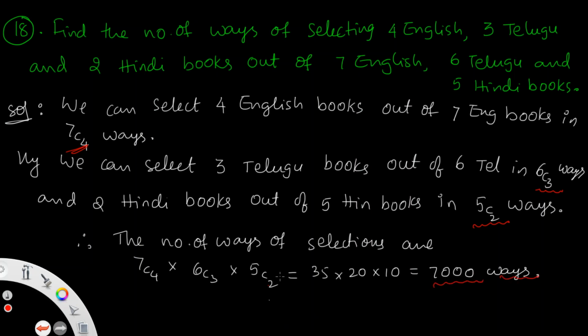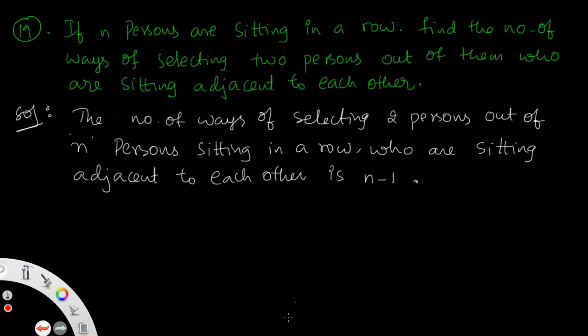So out of 7 English books you have to select 4, that is 7C4. Out of 6 you have to select 3 books, that is 6C3. Out of 5 books you have to select only 2 books, that is 5C2 ways. Total ways is nothing but multiplication: altogether means work 1, work 2, work 3 multiplied. So you get 7,000. That is question number 18. Then go to question number 19.